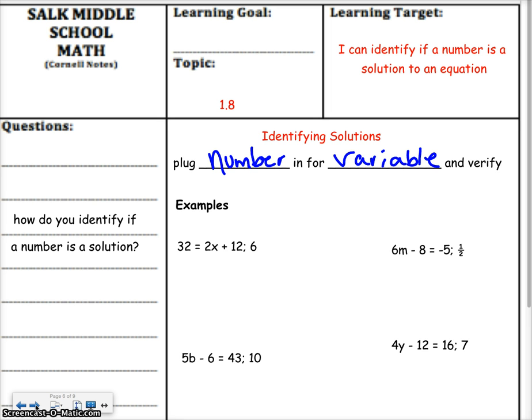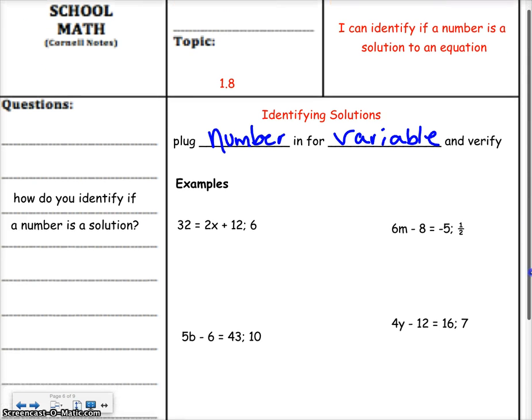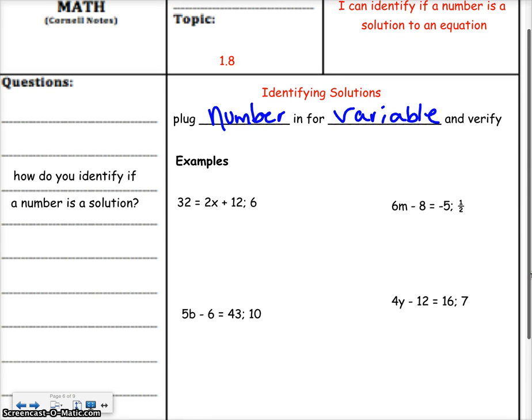So you're going to plug a number in for the variable and verify if it's true or false. Look how I read this. I want to know, does 32 equal 2x plus 12 for x equaling 6? This semicolon means x equals. Okay? So here I have x equaling 6.